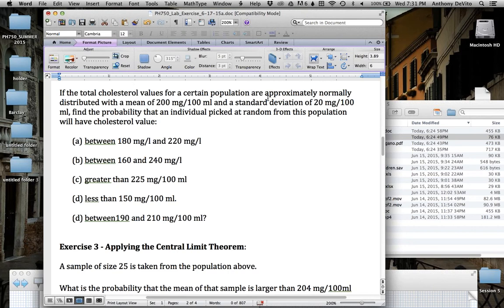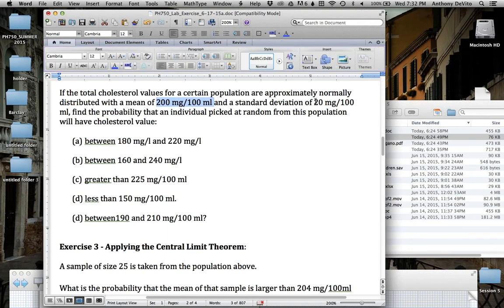Total cholesterol values for a certain population are approximately normally distributed with a mean of 200 milligrams per 100 milliliters of blood, and a standard deviation of 20 milligrams. Find the probability that an individual picked at random from this population will have a cholesterol level between 180 and 220. Well, I don't even have to draw that, right? 200 is the mean, 20 is the standard deviation for the population. In other words, mu and sigma, right? And we're asking what's the probability that a randomly selected person will be between 180 and 220.